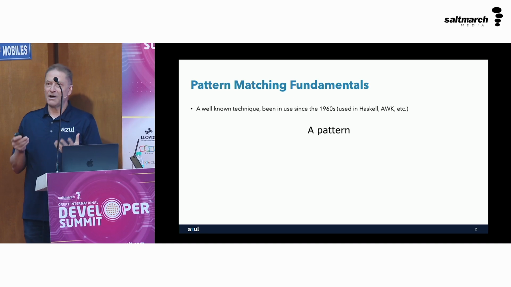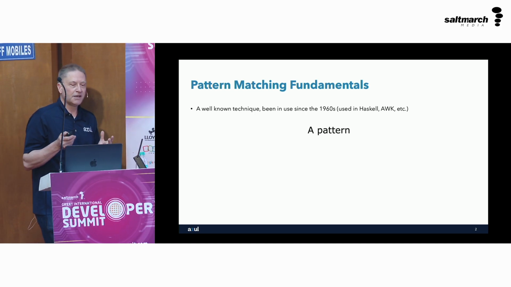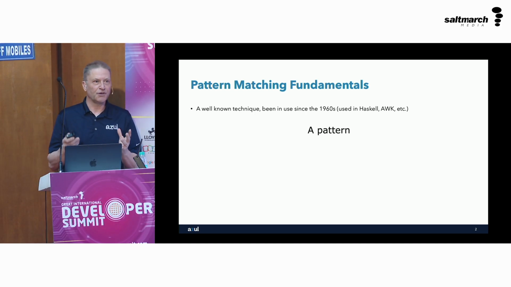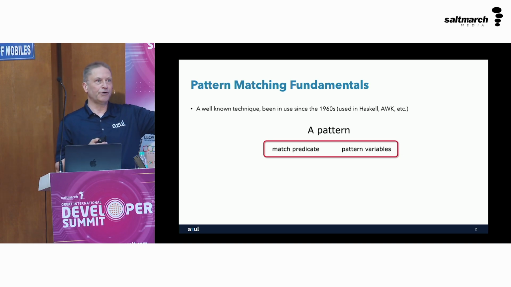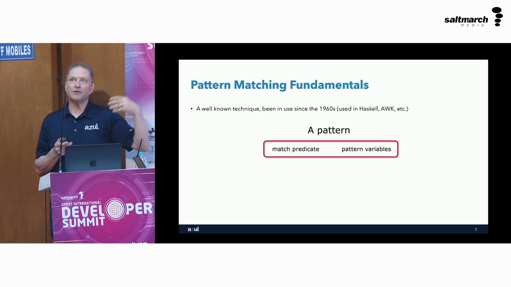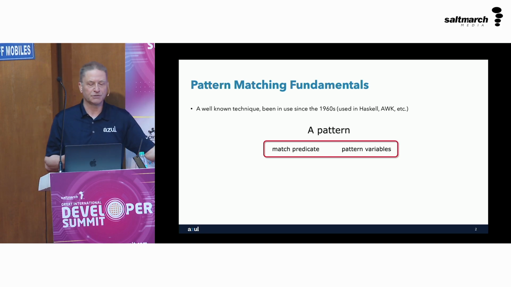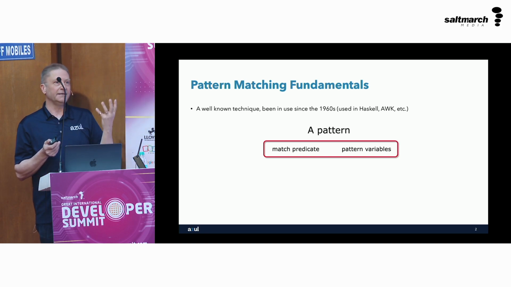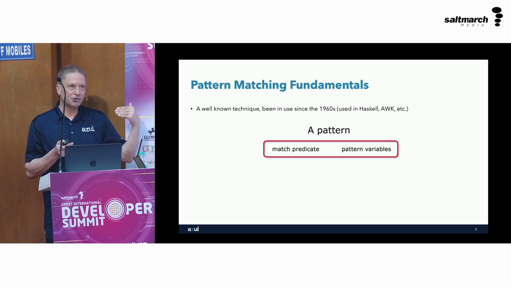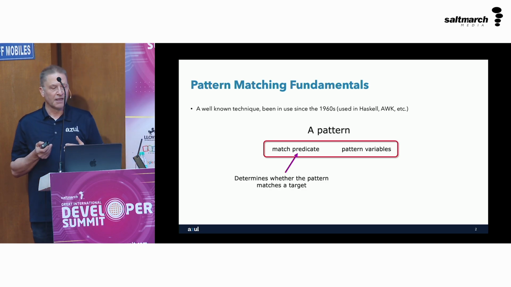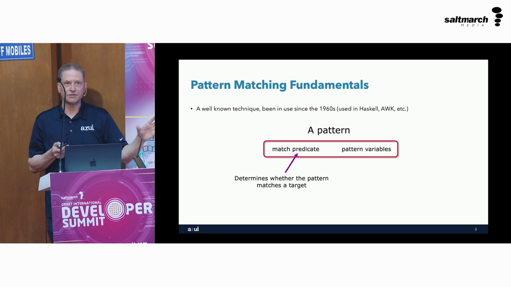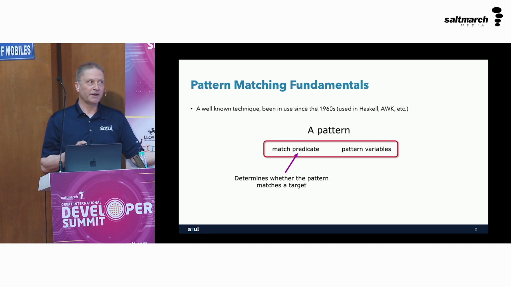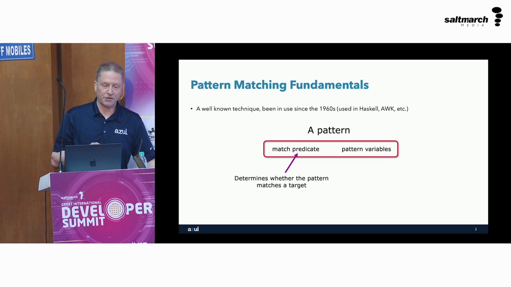And what we mean by a pattern in this context is something that consists of two things. The first is what we call a match predicate. A predicate is something that evaluates to true or false. And so what we're looking for is something that we can determine we match against. And that's a target that we're looking for. And we'll see plenty of examples of this as we go through. So you'll get a feeling for what we mean by a match predicate.